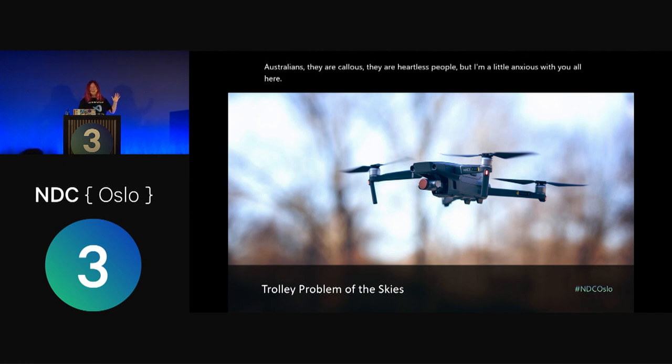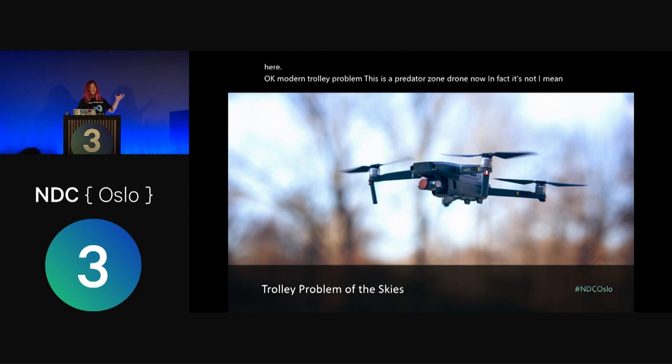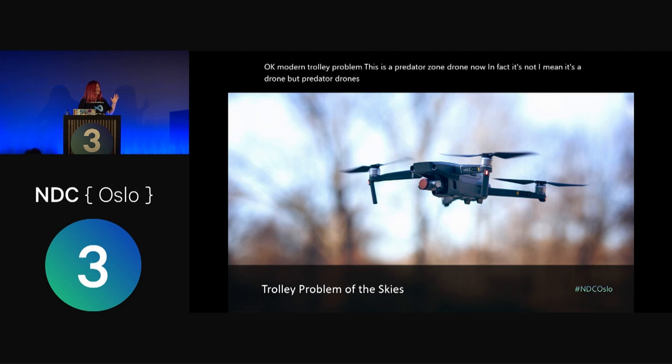Okay, modern trolley problem. This is a Predator drone. No, in fact, it's not. I mean, it's a drone. But Predator drones have changed modern warfare. They were introduced in the 1990s, and they changed the way that the US fights wars, for better and for worse. Because on the one hand, it keeps US troops out of harm's way, but it also removes them from in-the-moment decisions of war. Predator strikes can be extremely precise, but they have killed hundreds of civilians. And when I say hundreds, it could be thousands, it could be tens of thousands. This information is not available to us. So it's quite a hotly contested topic.